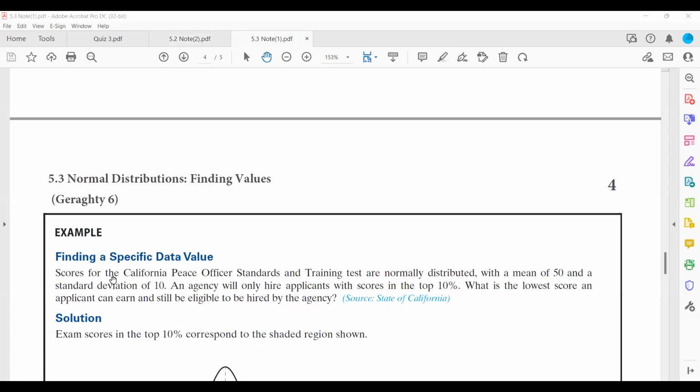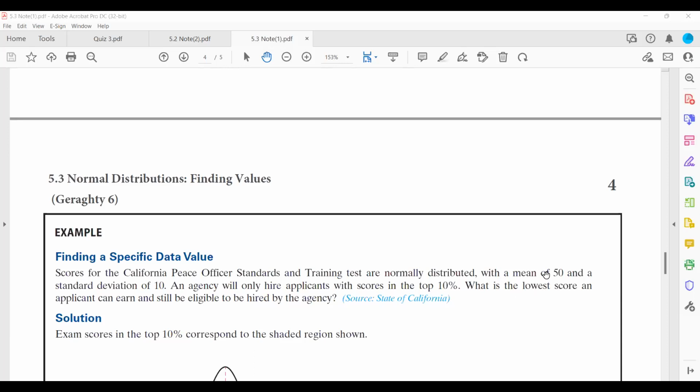So the scores for the standardized test are normally distributed. The mean of that test is 50 and the standard deviation is 10. Well, for an applicant to be considered for hire, they need to have scores in the top 10%. What is the lowest score that an applicant can earn and still be eligible to be hired by that agency? So we want to know what is the X value, right?